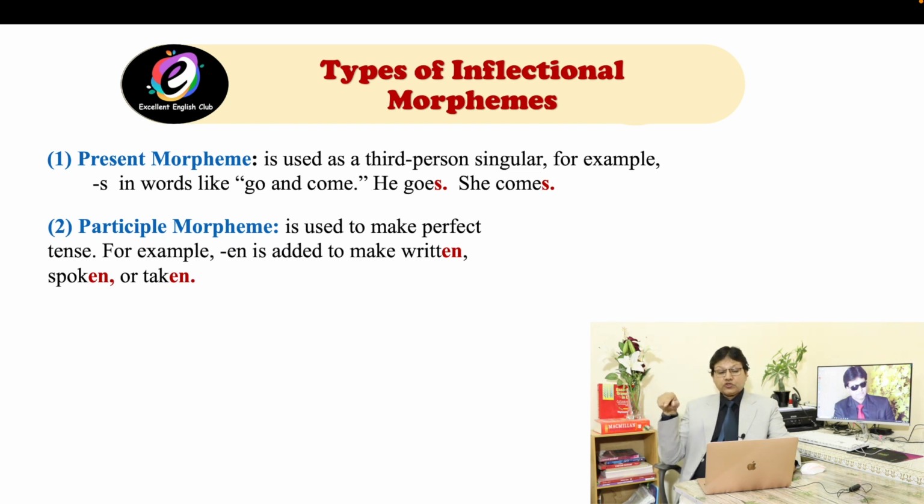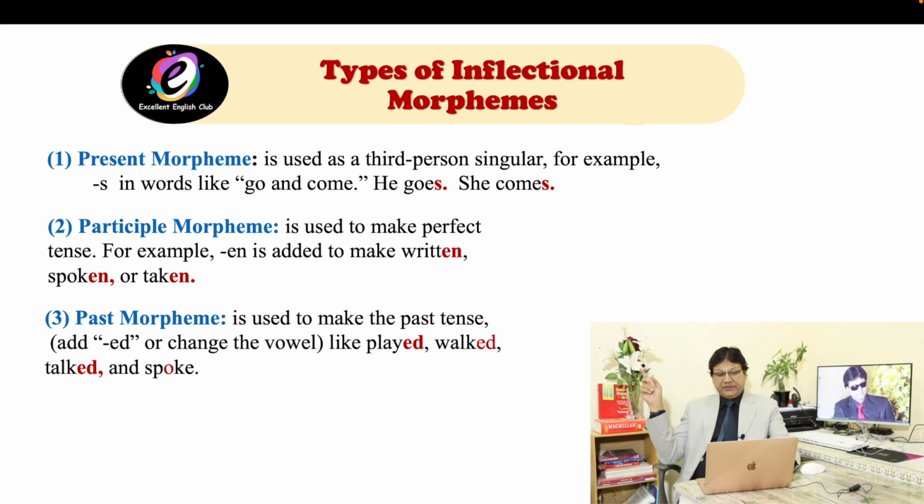Move to number 2, participle morpheme. Participle morpheme is used to make perfect tense, right? For example, en is added to make write into written, spoke into spoken, and take into taken. As we know, we use the third form of the verb in perfect tense. So write becomes written, eat becomes eaten, play becomes played.